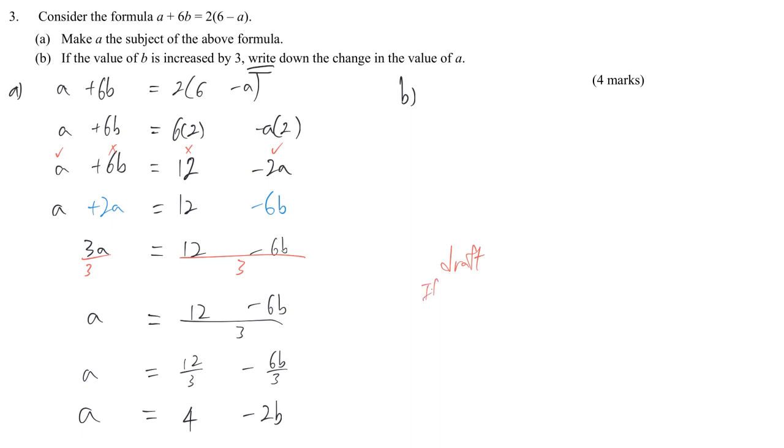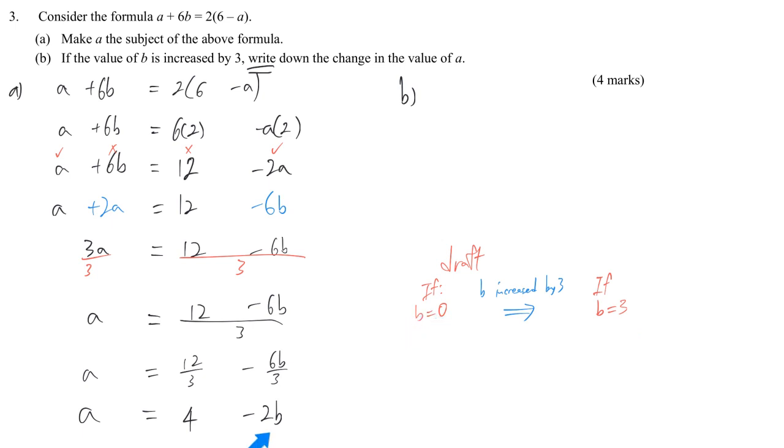The first case, for simplicity, we may assume that B equal to 0. And then the second case is if B is increased by 3, 0 increased by 3, we get 3 here. And then we want to know what is the corresponding value of A in each case so that we know the changes.